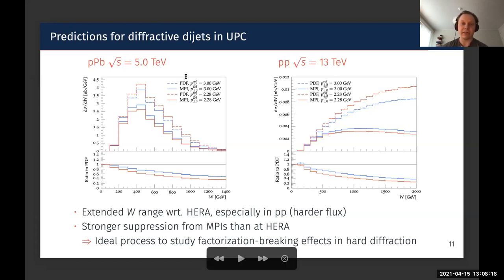Again, the color coding is such that the dashed lines show the PDF selection and the solid ones the MPI selection, and the blue and red correspond to the different values for the screening parameter. So we conclude that these kinds of processes would be a very good place to study these factorization breaking effects in hard diffraction, since they are more pronounced compared to HERA and the EIC.